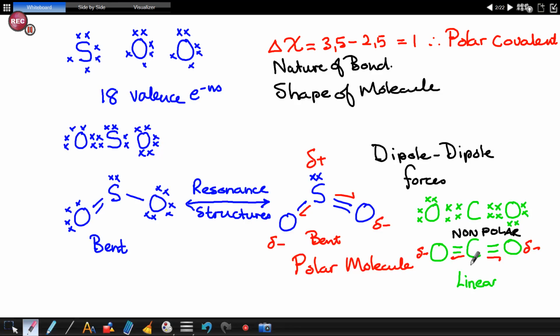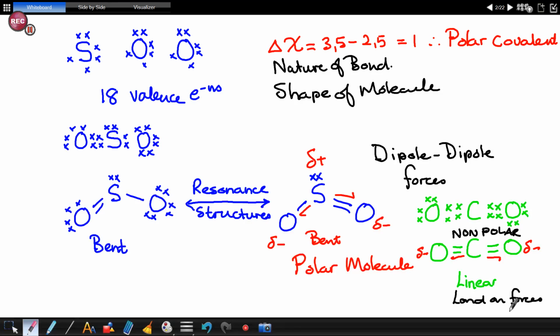So this molecule is non-polar. What will the intermolecular force be between carbon dioxide molecules? It would be dispersion forces. Oh, come on. London forces. Give me what I want. London forces.